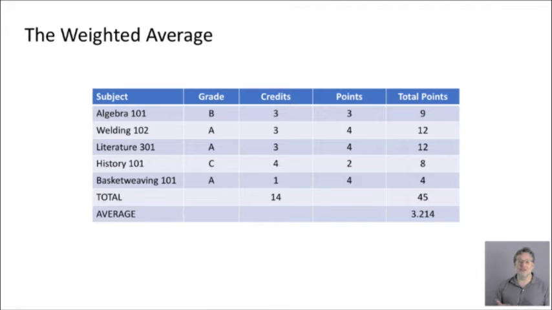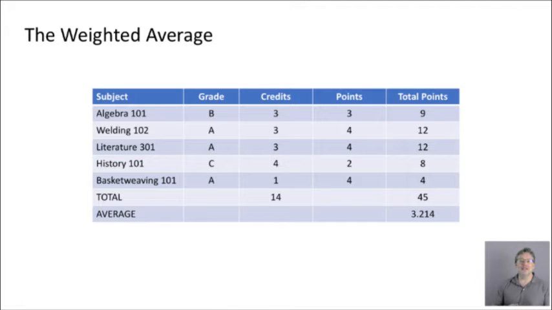And so here's how this is done. Same grades, same point values for each one of those grades, but we now are taking a look at the credits associated with each one of these classes. And the first 3 classes all have 3 credits. The History 101 class must have been quite a bear. It was 4 credits rather. And lastly, Basket Weaving 101 is just 1 credit.